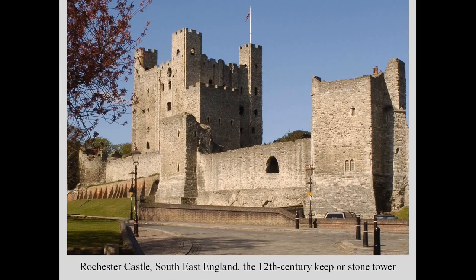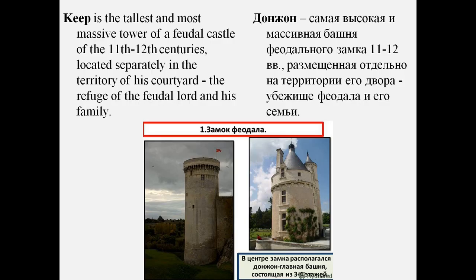Here we can see a castle structure in southeast England, Rochester Castle, the 12th century keep or stone tower. So let's pay attention to the very thick walls, to the defensive type of structure, to the tiny, or we can say comparatively small windows here, and the horizontally oriented composition in general.